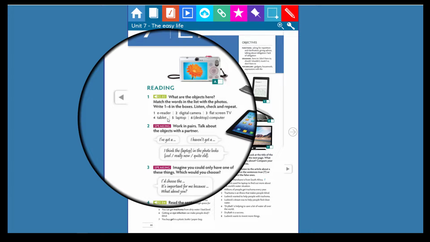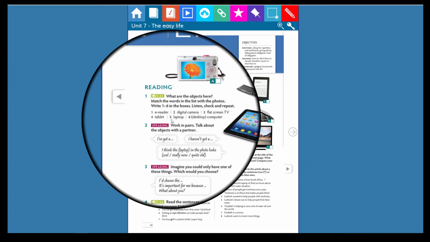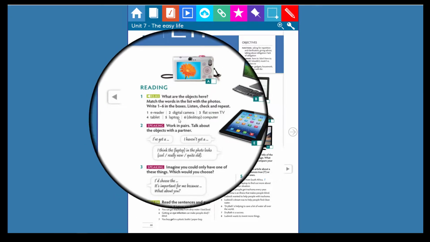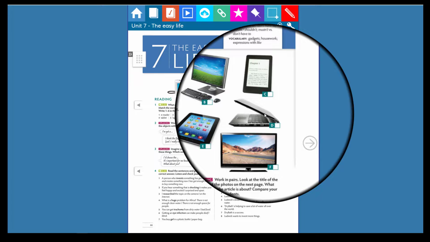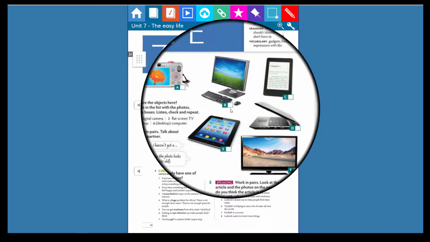What do you think? Letter E. Very good. Number 5, laptop. What do you think? Letter D. Very good. And finally, computer. Letter B. Obviously. Very good.